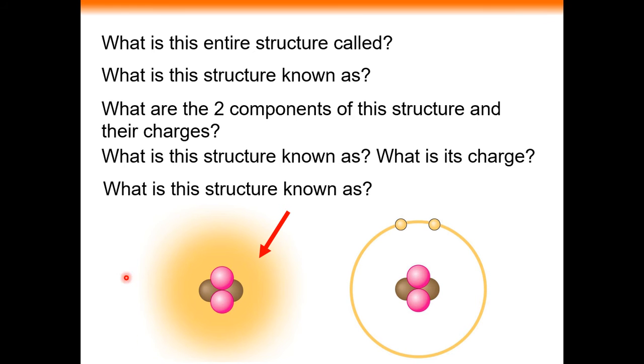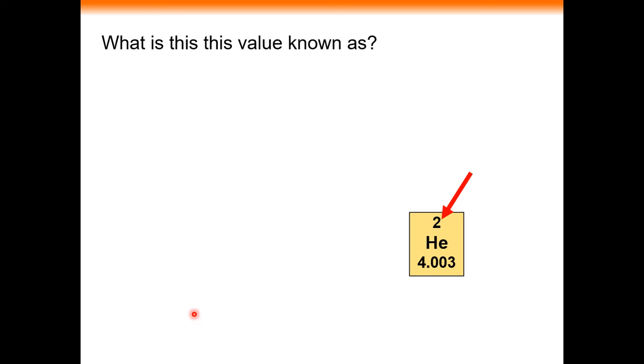And what's this thing known as? All these electrons together, we call that the electron cloud.